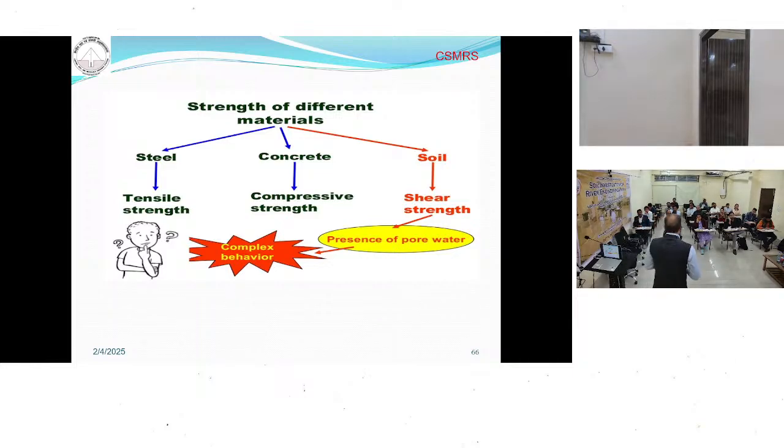Anything about the consolidation you want to discuss? Sir, in case of consolidation, some may say that's right: Cc equal to liquid limit minus K. Yes, those are the empirical formulas.